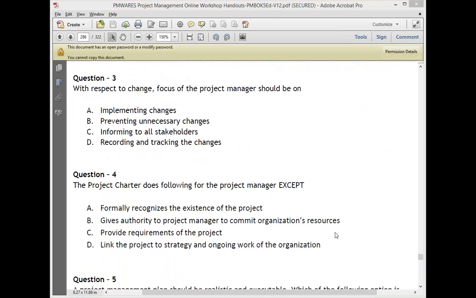This is the project charter does the following. Oh, sorry. Maybe I'm looking at the wrong question. No, this is question 3 you are discussing. Yes. Okay, actually, I was looking at question 4. Okay, no problem. Let's go. Question 3 is B, right? With respect to changes.